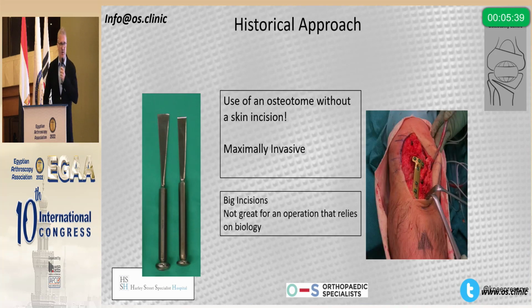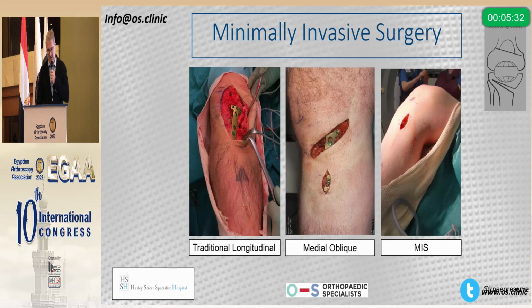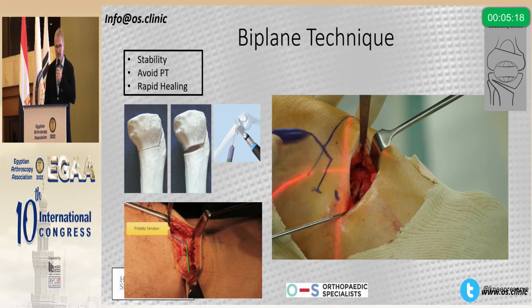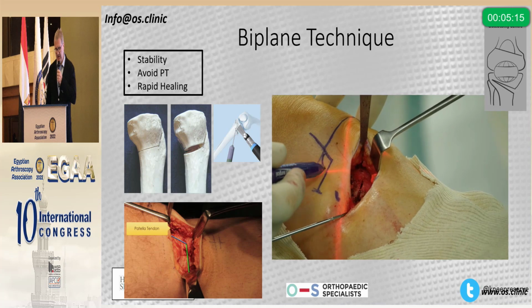And initially, we used very big incisions, and we were very extensile in our approach, which isn't great for biology. And we've moved over the years to initially an oblique incision with the Tomafix, and then back once more to a longitudinal incision, and we do the surgery now relatively minimally invasive. Another major step forward in modern osteotomy was the biplane cut.